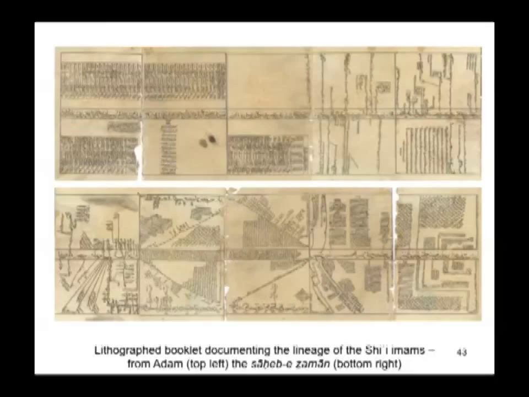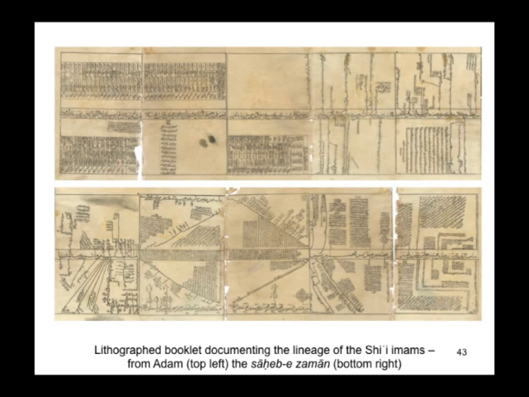Particularly fascinating items include a genealogy of the Imams of the Twelver Shia up to the Sahib Zaman as descending in a direct line from Adam, that was printed both separately and as an appendix to the Quran in 1893. Now, this alone would take me two hours at least to go into detail.